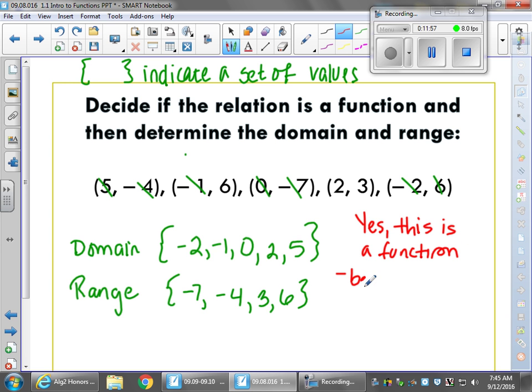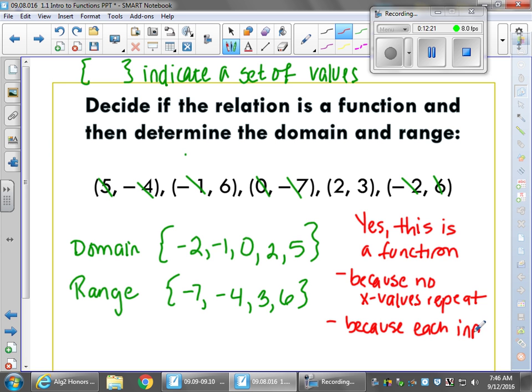You could either tell me because no x values repeat. I would accept that because it's not technically wrong. But the more specific answer is that because each input, inputs refer to x or y's? X's. Because each input is sent to exactly one output. So the first one is not technically wrong, and it is the reasoning behind why we can write this.